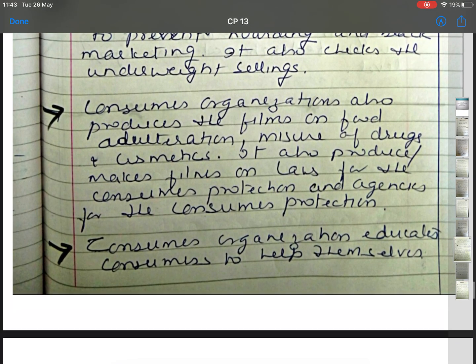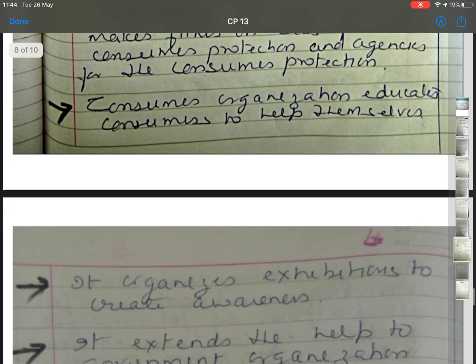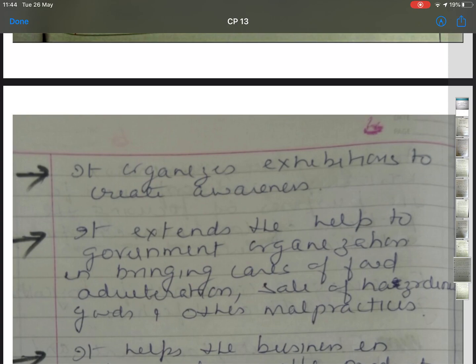Then consumer organizations also produce films on food adulteration, misuse of drugs, cosmetics. They also make films on laws for consumer protection and agencies for consumer protection. This makes consumers aware by showing such films to them. Then consumer organizations educate consumers to help themselves. They organize exhibitions to create awareness.